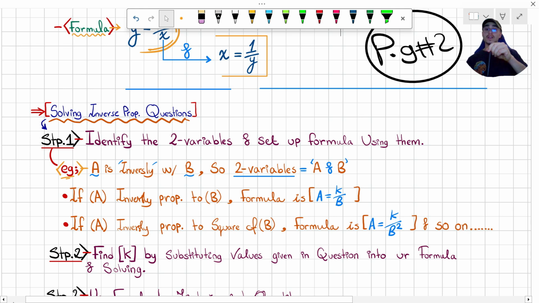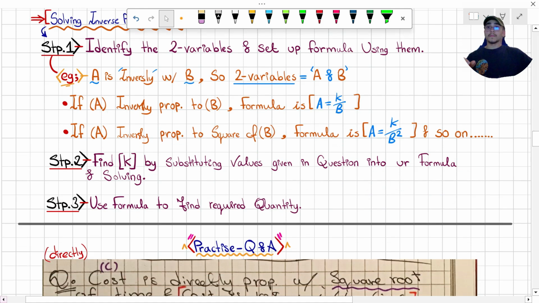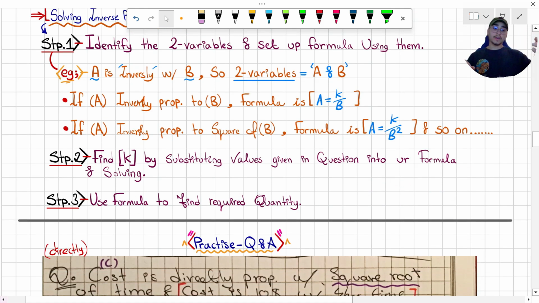So for example, if A is inversely proportional with B, so our two variables are A and B, the formula is going to be A is equal to K over B. If A is inversely proportional with B squared, then our formula is going to be A is equal to K over B squared. Now you do the same thing. You find K by substituting the given values, and you use this formula that you just found to solve the equation.